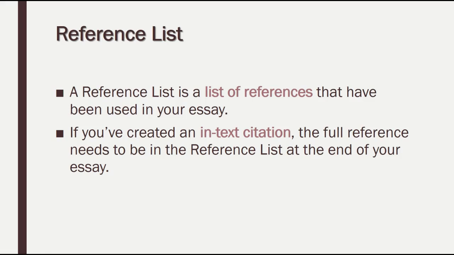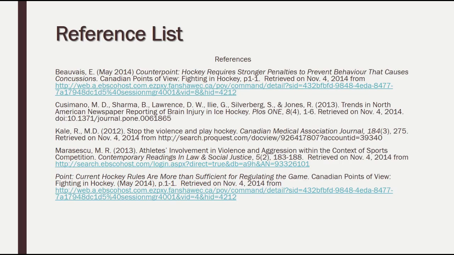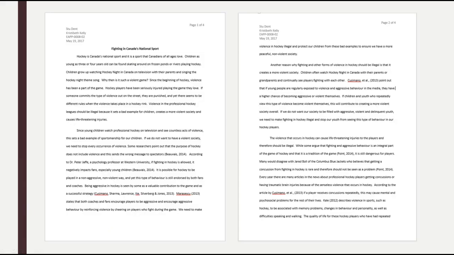Now, a reference list is a list of references that have been used in your essay. So if you've created an in-text citation, then the full reference with all the information needs to be in the reference list at the very end of your essay. Here's an example of a reference list. You've got 5 different references that were used in your essay, and you've used an in-text citation for these. I'll show you another example in a minute.